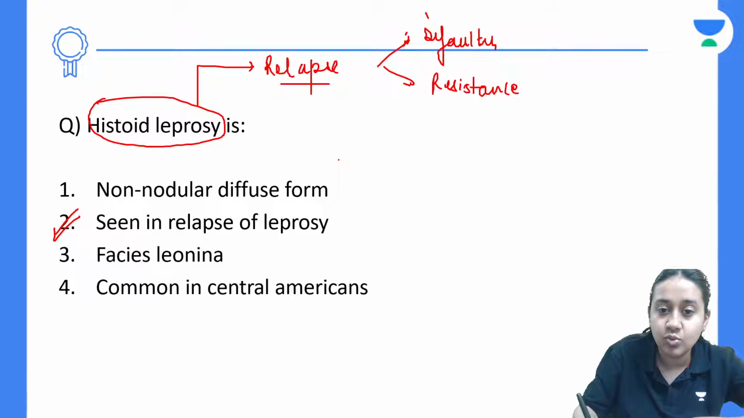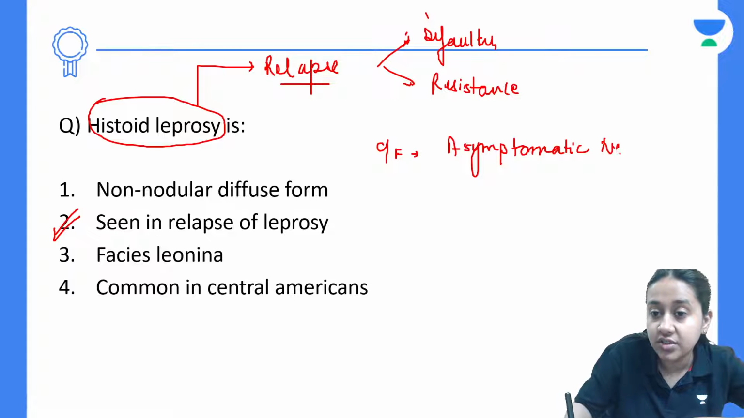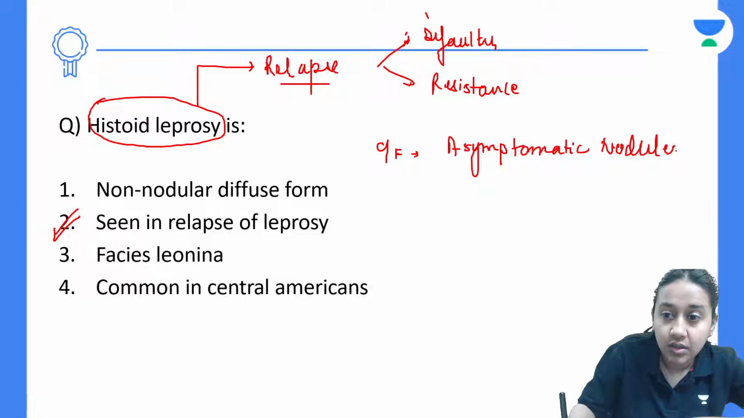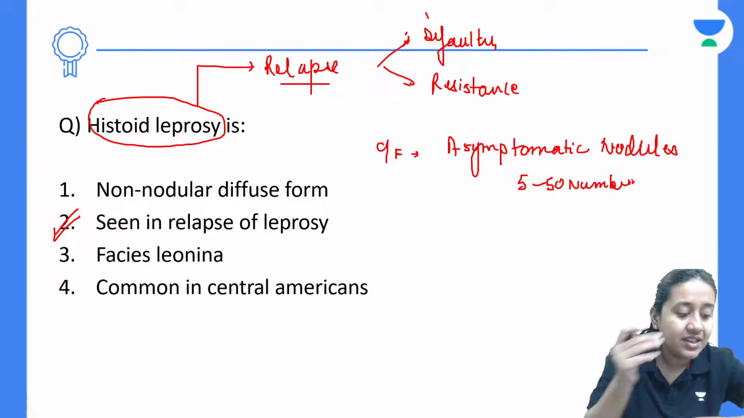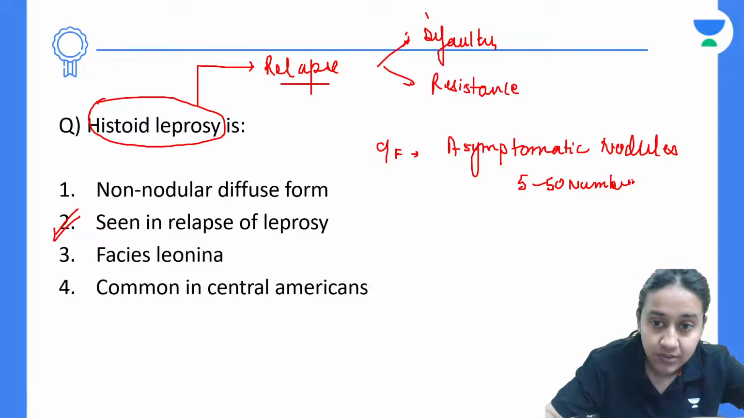Now, in both these cases, what happens? Patients suddenly start developing multiple asymptomatic nodular lesions. These nodules can vary from 5 to 15 in number or even more. You can see the whole body, the whole face, filled with a lot of nodules or papules.